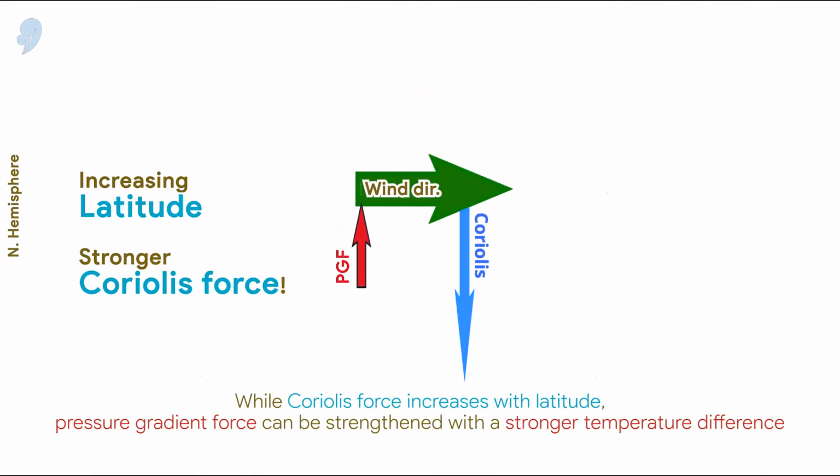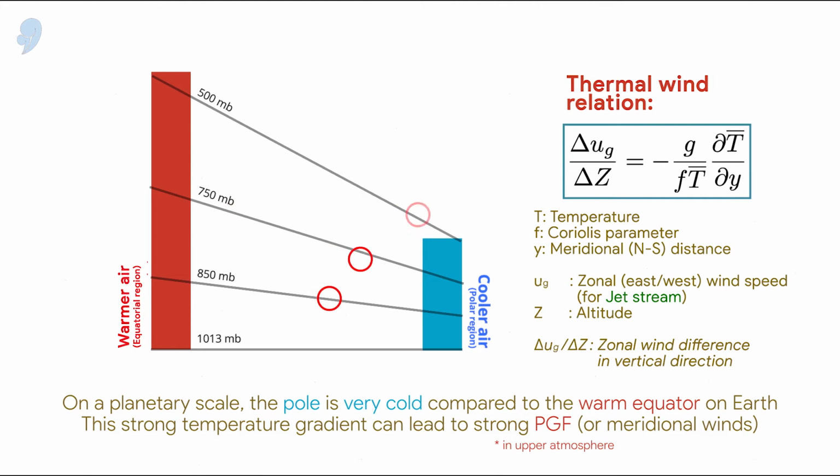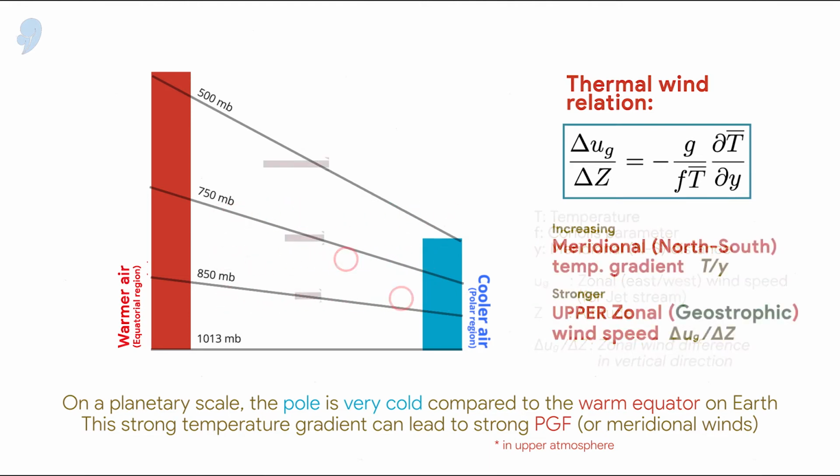While Coriolis force increases with latitude, pressure gradient force can be strengthened with a stronger temperature difference. On a planetary scale, the pole is very cold compared to the warm equator on Earth. These strong temperature gradients can lead to strong pressure gradient force.